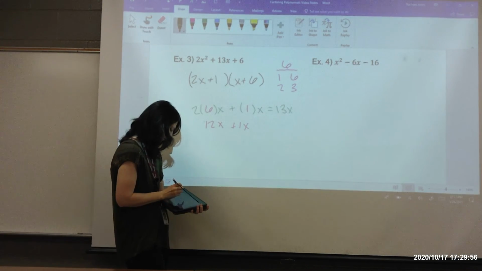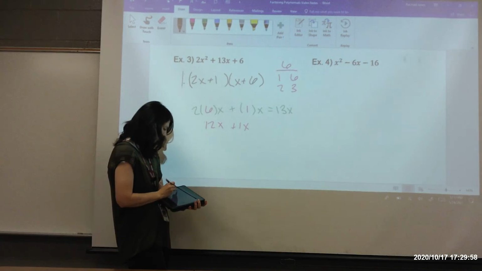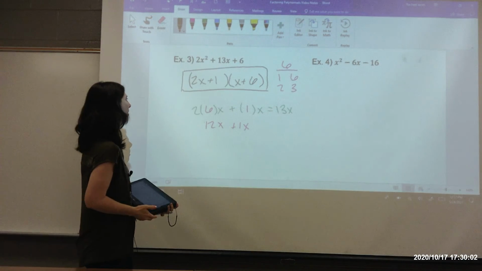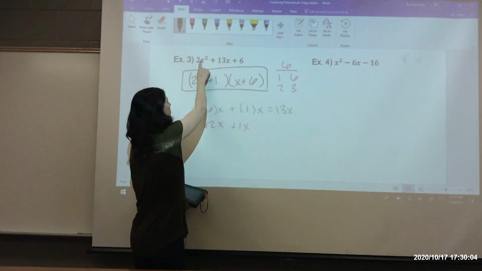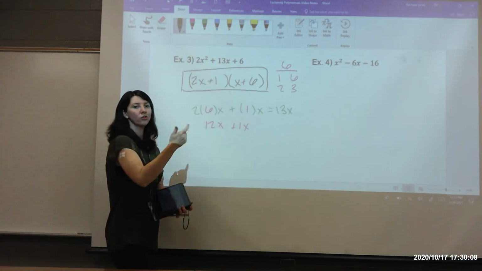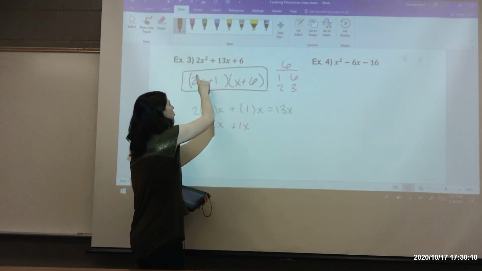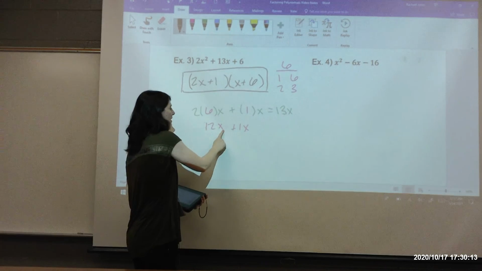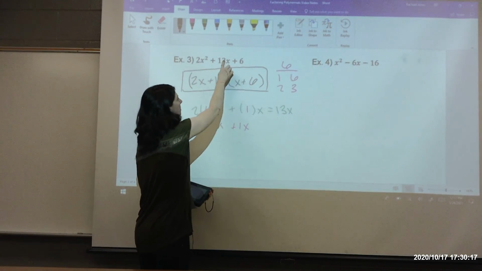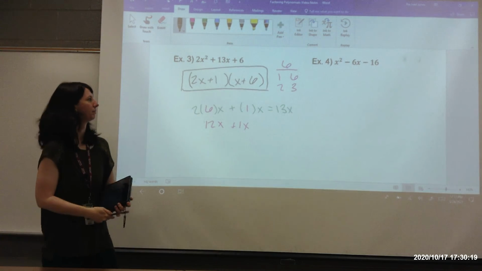Okay? And there's no GCF to put in front, so there's your final answer. Those are your factors of your quadratic. 2x times x gives me 2x squared. 1 times 6 gave me 6, and we got the 13x by checking our middle term. 2x times 6 gave me 12x. X times 1 gave me 1x, and together that gives me my 13x.